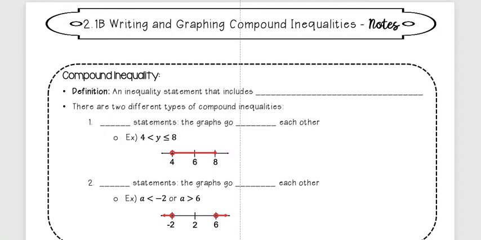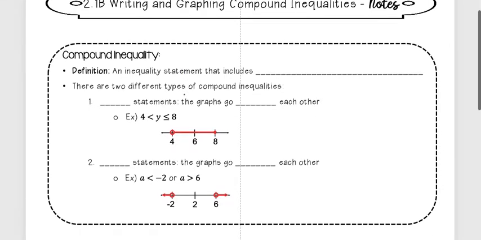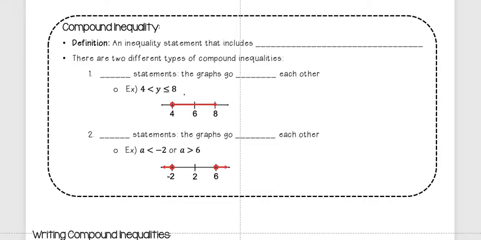Hello everyone. So today we are going to be talking about writing and graphing compound inequalities. Yesterday we learned about just one inequality. Today we're going to be working with more than one. So the definition of a compound inequality is an inequality statement that includes more than one inequality.